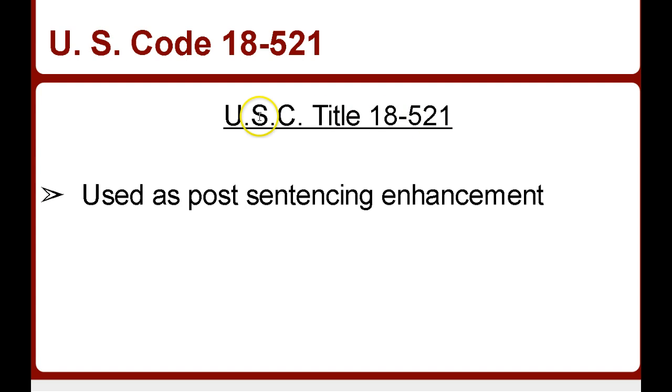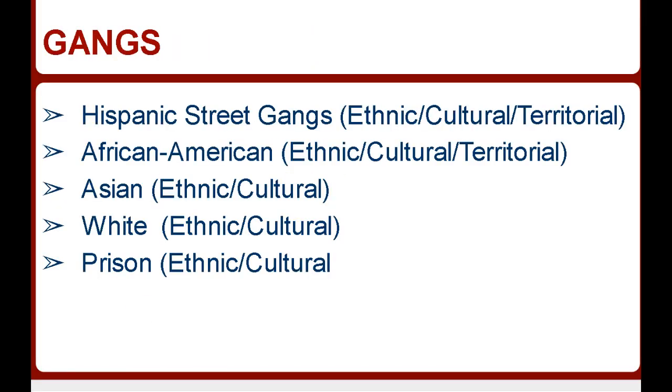Now, this title here, this is a link. This explains Title 18 521. This is the federal code for documentation as a gang member. It is used as a post-sentencing enhancement. So once again, if somebody has been arrested and convicted by the feds, they're shown to be a gang member, then Title 18 can kick in and give them additional time.